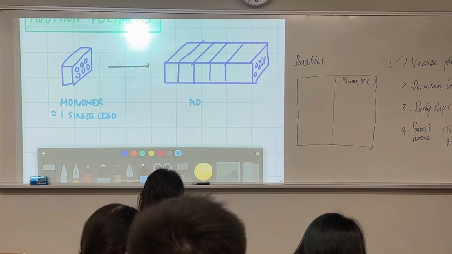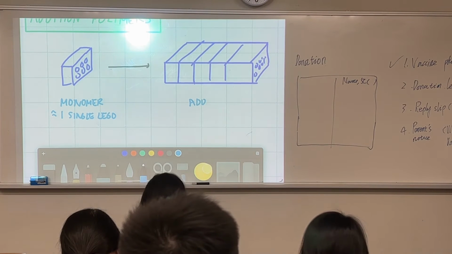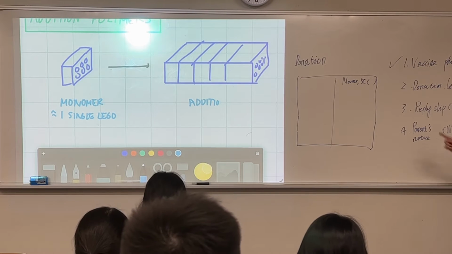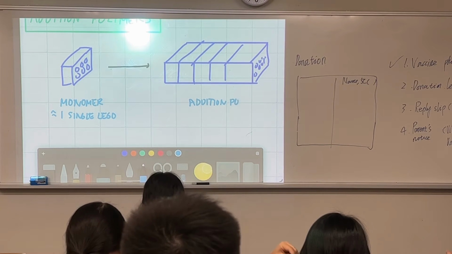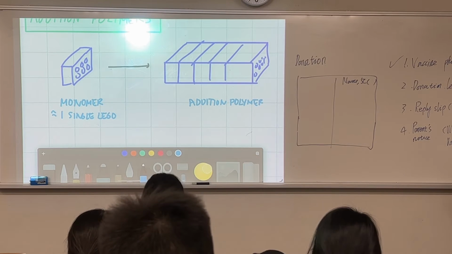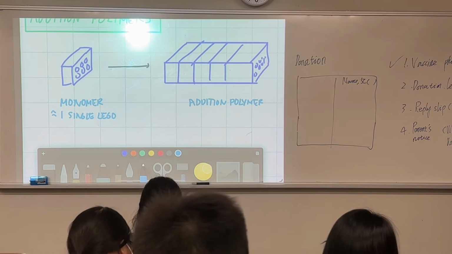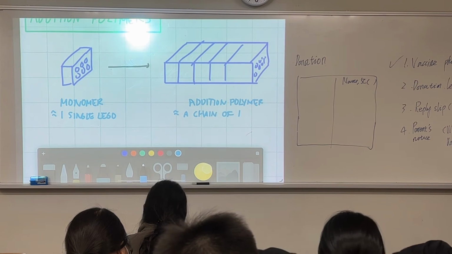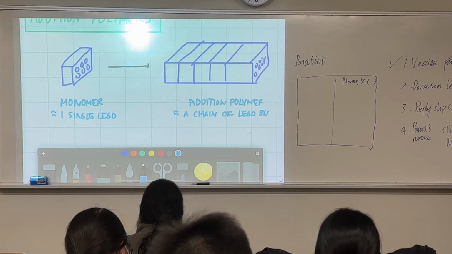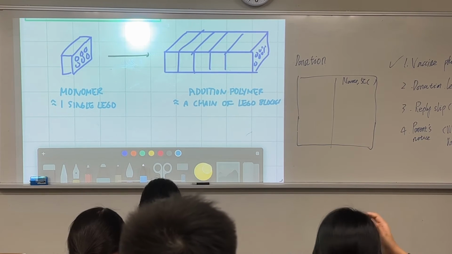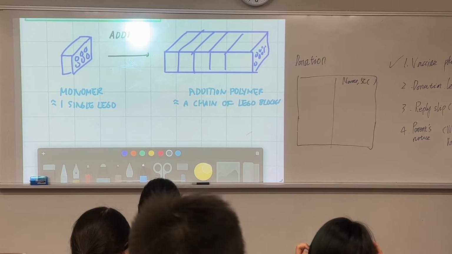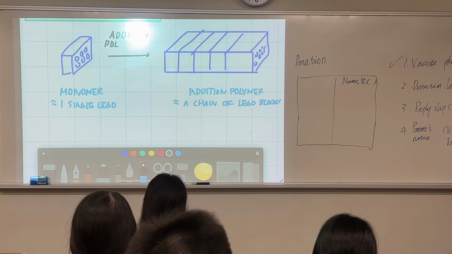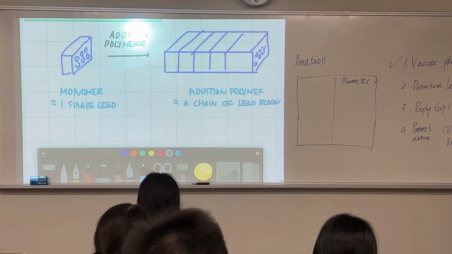In this process, you're not dislodging or detaching anything from the structure. You're just adding things up. Nothing is removed, so we call this addition polymer. You highlight the fact that you're just adding things up, not removing anything. So this is analogous to a chain of Lego blocks. The process of making such a long addition polymer, we call addition polymerization.